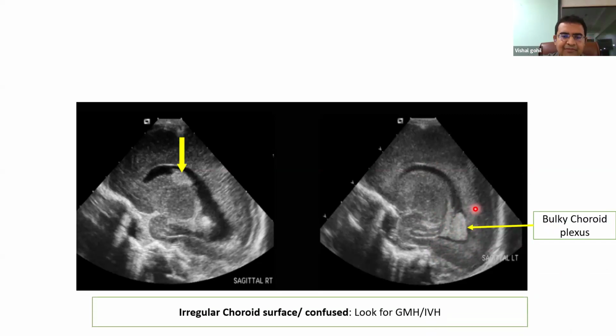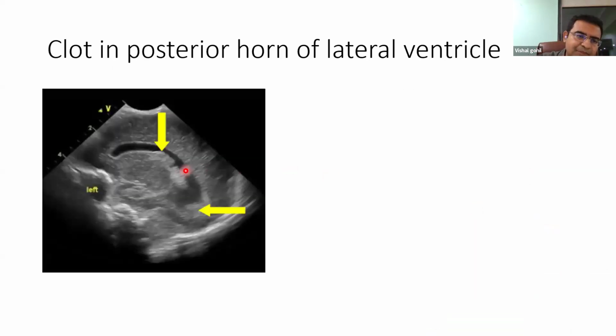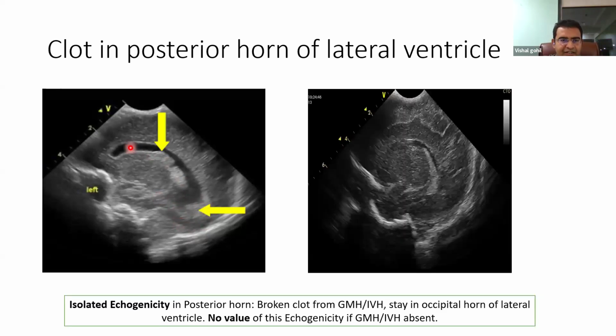Sometimes, because of the gravitational force, the bleed separates from the main clot. Like you can see here, there's an echogenic area in the occipital horn of your lateral ventricle. And we always consider, is it part of the IVH or an artifact? Because sometimes, because of artifact, you can see an echodense area over here. So how will you rule it out? Same thing. If you find any bleeding in another part of your lateral ventricle, that means this is an isolated echogenicity related to the IVH. And if you cannot find bleeding anywhere else, that means it has no value over here.